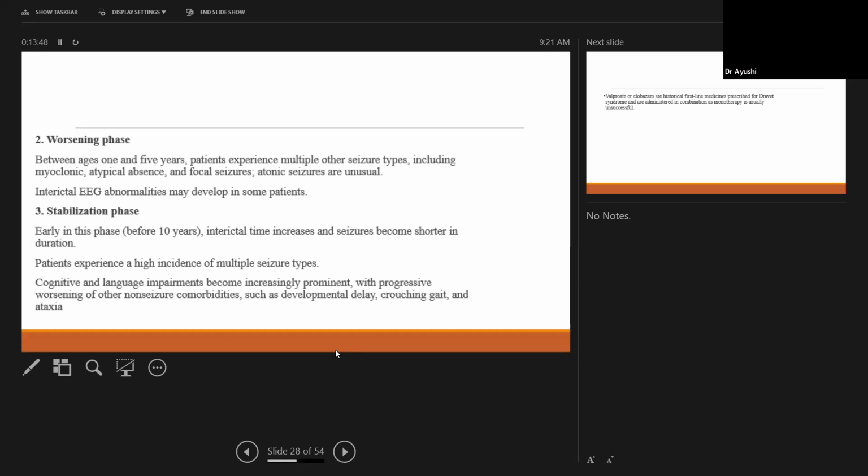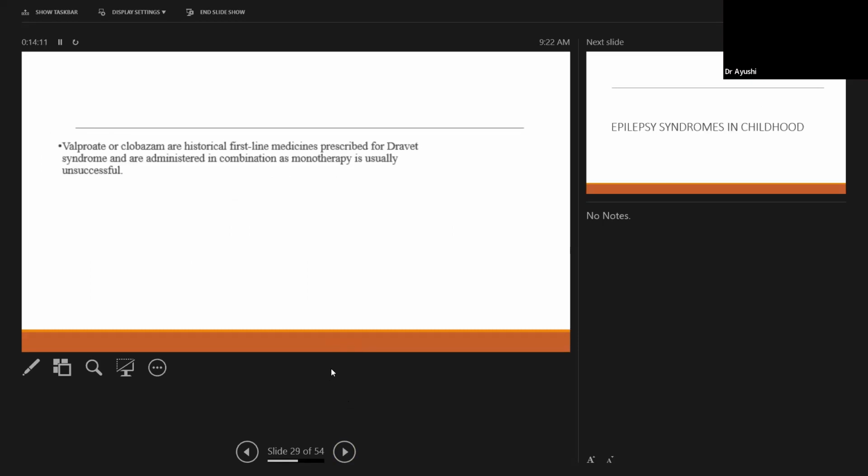Next is the stabilization phase. Early in this phase, before 10 years, interictal time increases and seizures become shorter in duration, but patients experience a high incidence of multiple seizure types. Cognitive and language impairments become increasingly prominent with progressive worsening of other non-seizure comorbidities, such as developmental delay, crouching gait, and ataxia. Valproate or clobazam are historical first-line medicines prescribed for Dravet syndrome and are administered in combination, as monotherapy is usually unsuccessful.